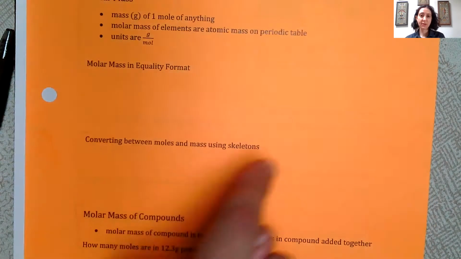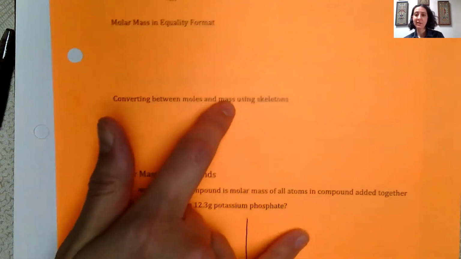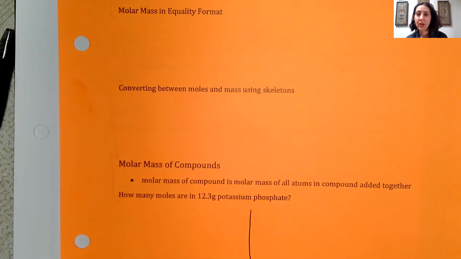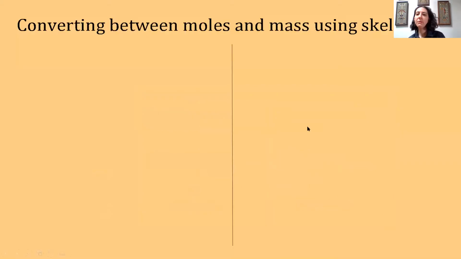Yeah, you should have this. Should have some stuff in it, and there should be some stuff here. These are the two sections we're going to fill out right now. So let's do that. Okay, so let's try this with molar mass. Converting between moles and mass using skeletons, that is the goal for today.